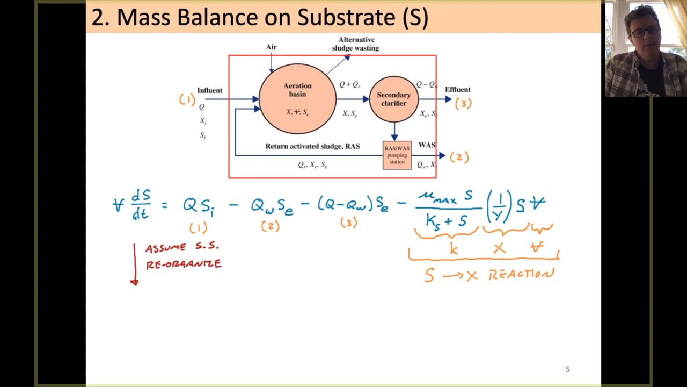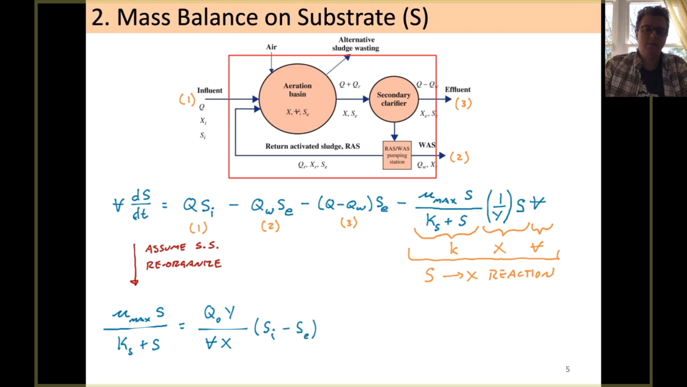And again, we could assume steady state, we can reorganize ourselves. And if we put many of our substrate terms on the left, I suppose I should say, and on the right-hand side, we separate out our inflowing Q. I've used a Q naught, that should be a QI for completion, and those S's should be SEs. We get this simplified equation.